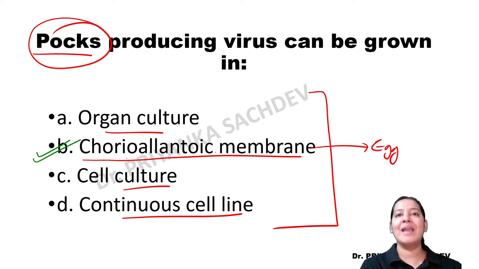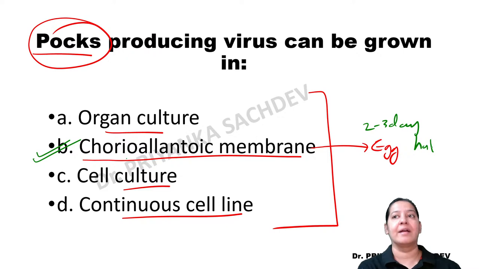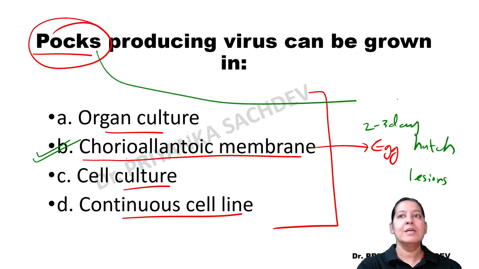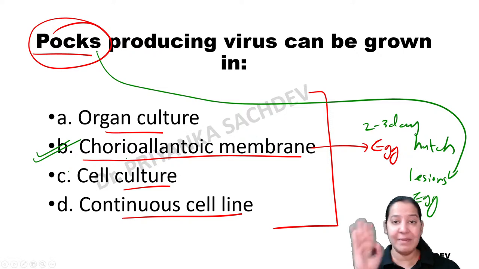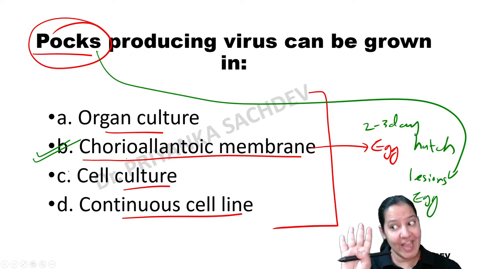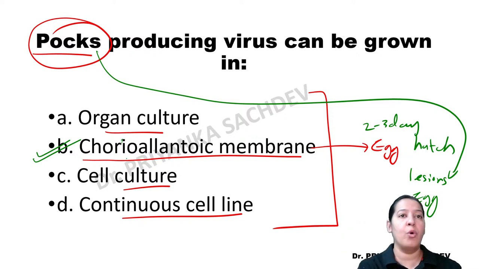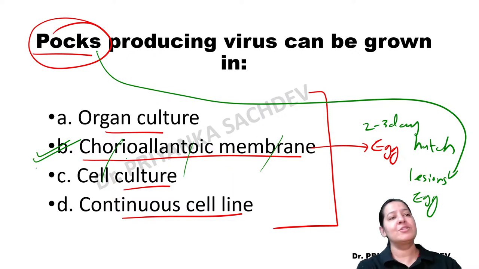In the chorioallantoic membrane, you put the virus in the outermost membrane and allow the virus to grow for 2 to 3 days. Then you hatch the egg and take the membrane out. In the membrane, you can see the lesions, and these lesions are known as pox. So pox are produced in an egg, out of the four cavities, it is seen in the CAM, the chorioallantoic membrane. So you all are right. Very good Dr. Priyanka, Satish, KNN. The correct answer is B.